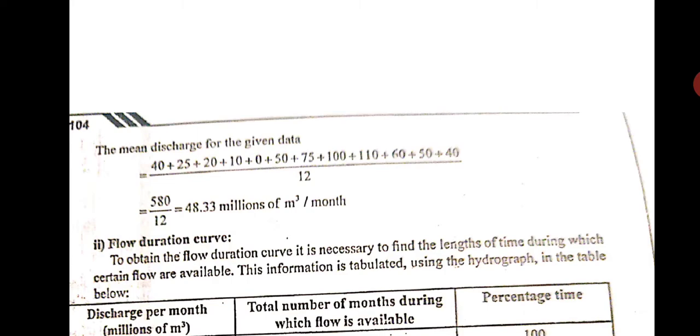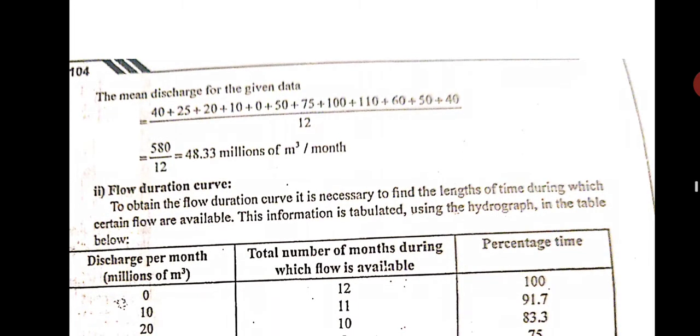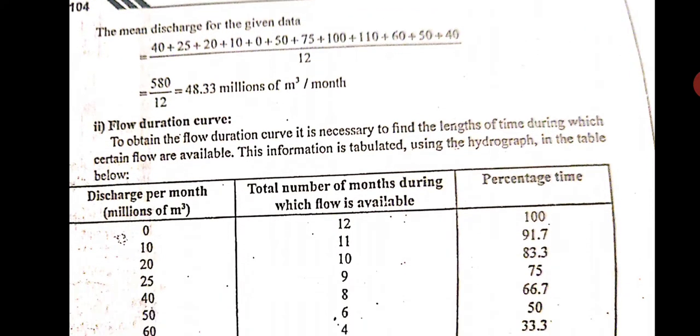Why do we have to calculate the mean discharge? Because we also have to calculate the power developed at the mean discharge. In the problem part C, they asked for power developed at mean discharge. So that is 48.33 millions of meter cube per month.